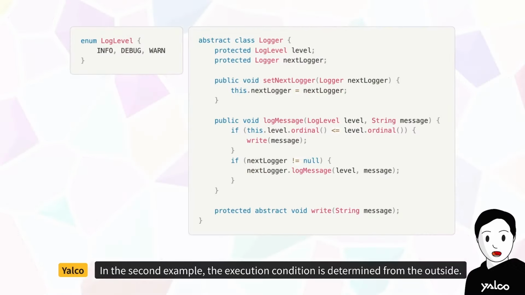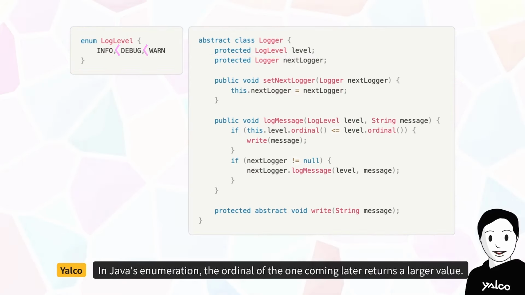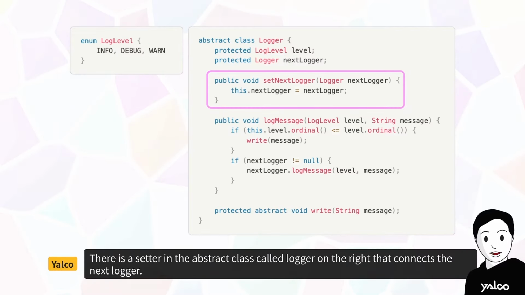In the second example, the execution condition is determined from the outside. First, an enumeration called log level is used. There are 3 levels: information, debug, and warning. In Java's enumeration, the ordinal of the one coming later returns a larger value. There is a setter in the abstract class called logger on the right that connects the next logger.